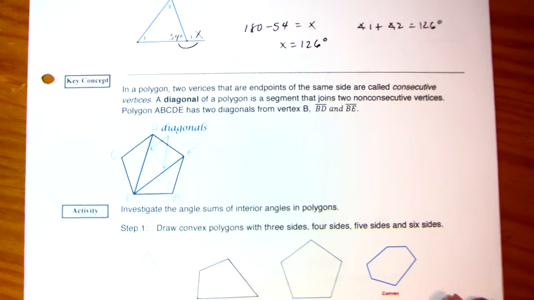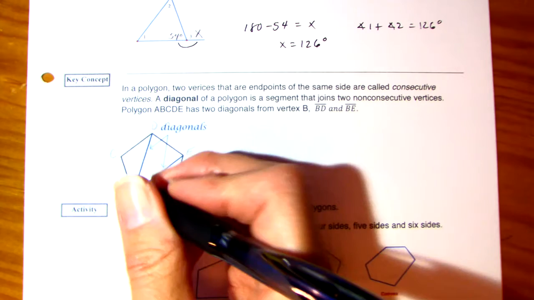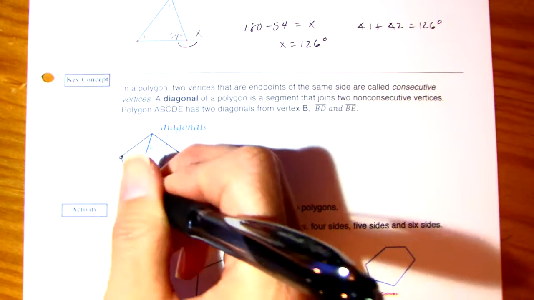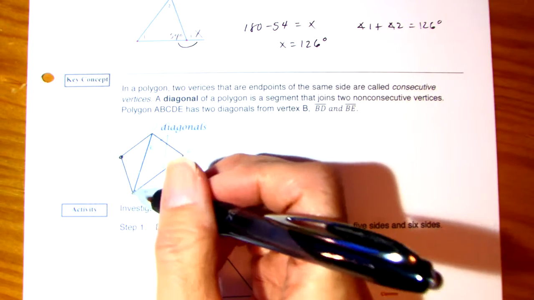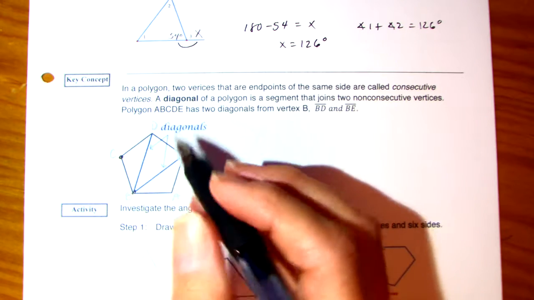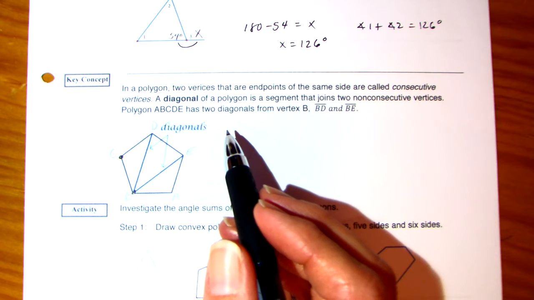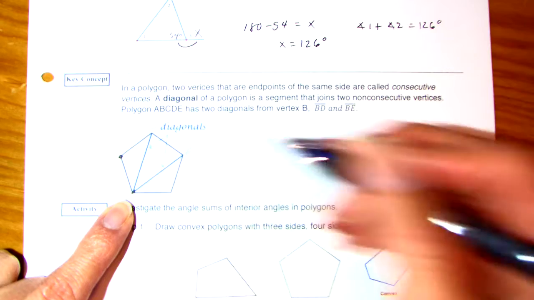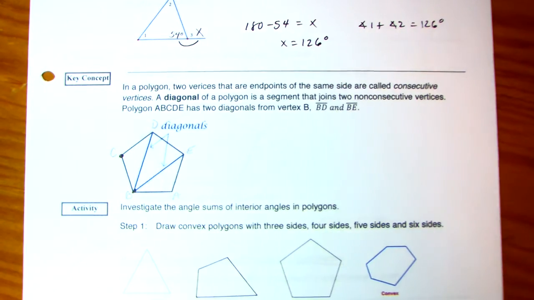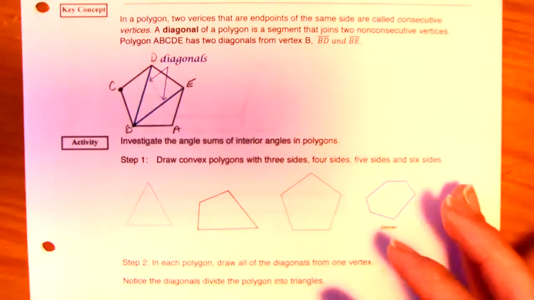Alright, how about our key concept here? In a polygon, two vertices that are endpoints of the same side are called consecutive vertices. For instance, B and C are consecutive vertices because they both contain an endpoint of the same segment. They're just on opposite sides. Now, a diagonal of a polygon is a segment that joins two non-consecutive vertices. So, for instance, from point B, I have one diagonal here, one there. Okay, so we have two diagonals.